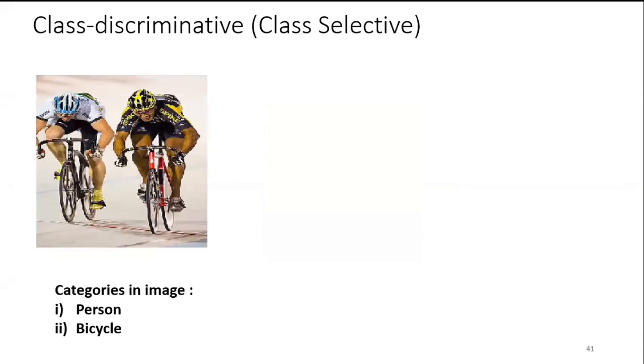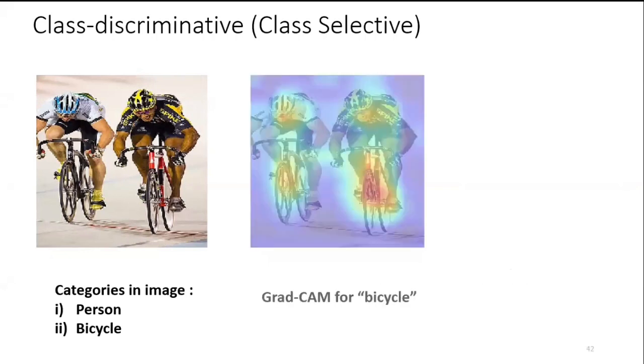Gradient-based methods are pretty class discriminative most of the time, but when the gradients saturate, the visualizations lose their class selectivity. Here we see an image with two categories, person as well as bicycle. Here is a visualization using Grad-CAM for the bicycle class. Due to the gradient saturation, both the person as well as the bicycle regions are emphasized.